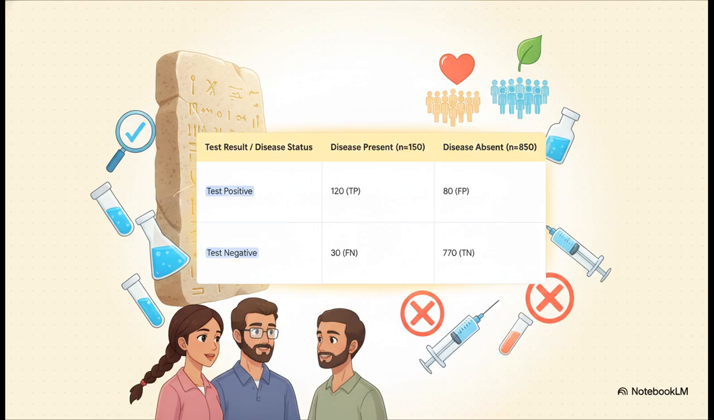Let's walk through it with a made-up example. Imagine we screen 1,000 people for diabetes. Now, in this group, we happen to know that 150 of them truly have diabetes, and the other 850 don't. Let's see how our test did.